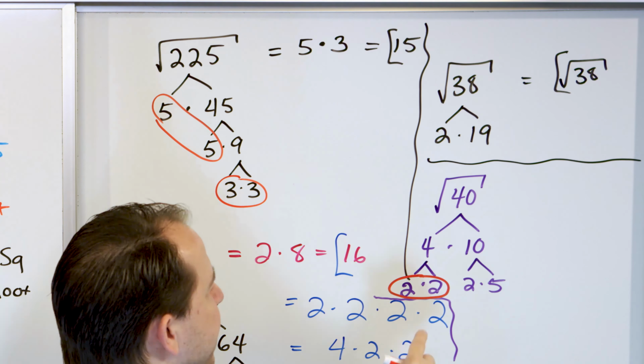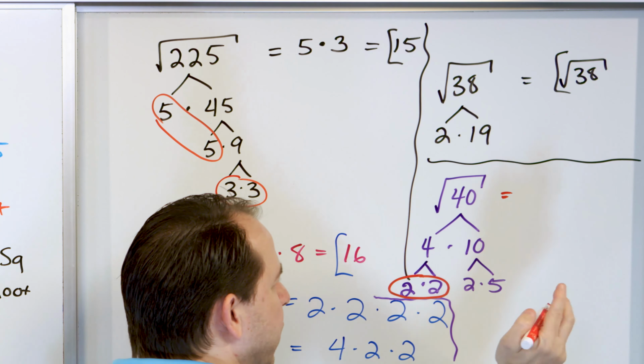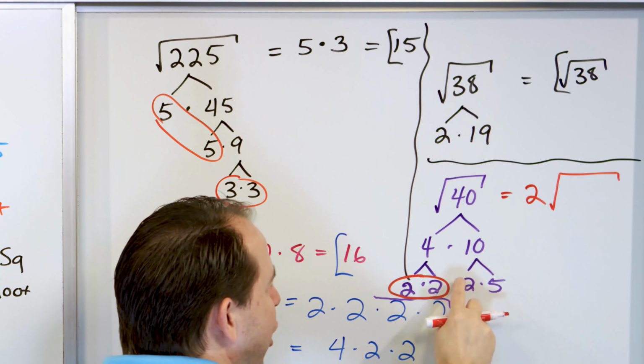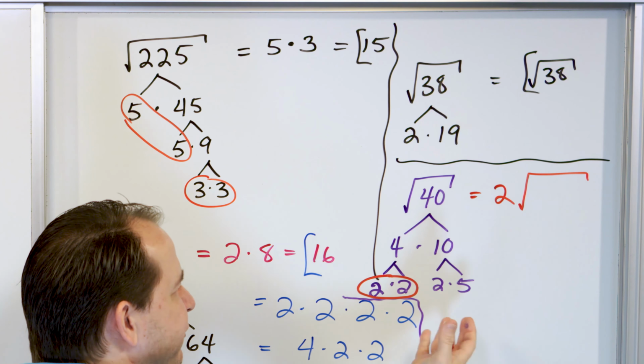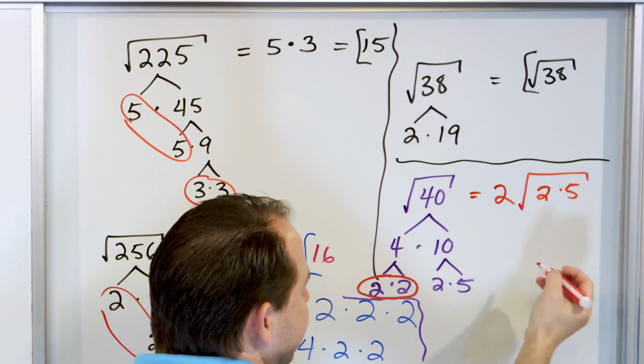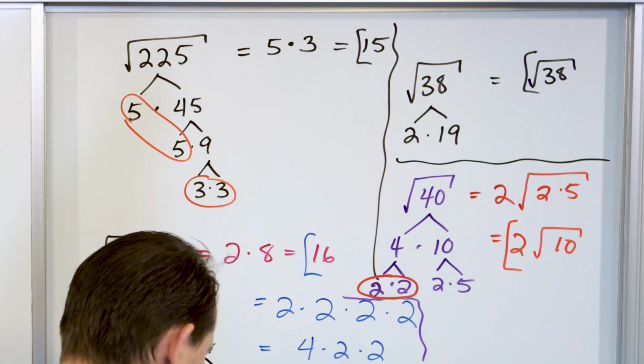So what do you do? You take the only pair you have and you pull it out. But again, only once. It only counts once. So you have a 2. And then underneath this radical exists all of the stuff that didn't get pulled out. It's just still under the radical, and you write it as 2 times 5. That's what remains under the radical, which is 2 times the square root of 10. This is the final answer, 2 times the square root of 10.